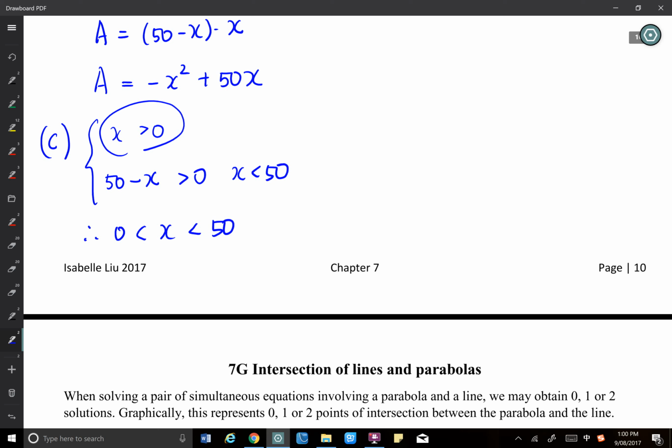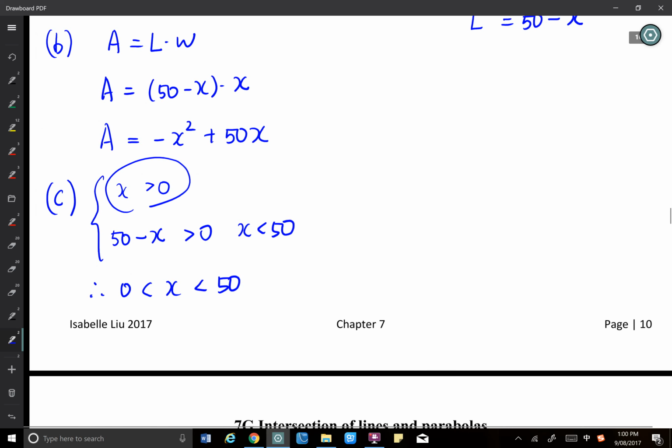Okay, let's see. Your x can only be suitable in between 0 to 50. You can't say x equals 60. What is the area? It's not really making sense.